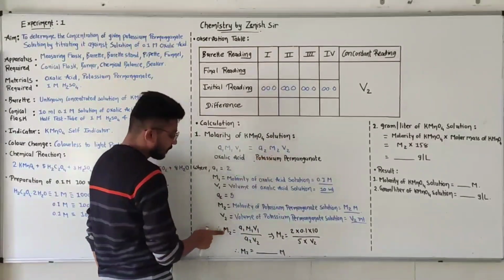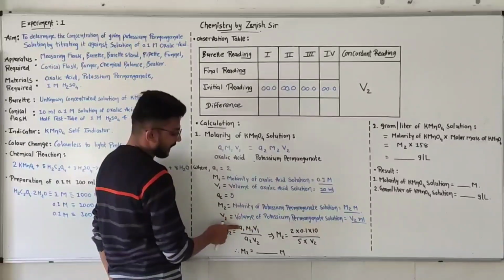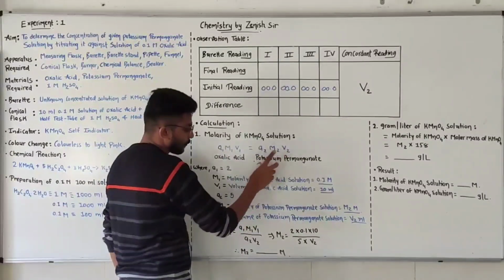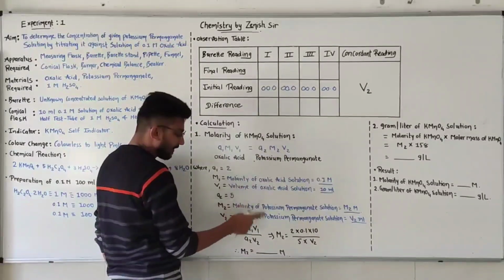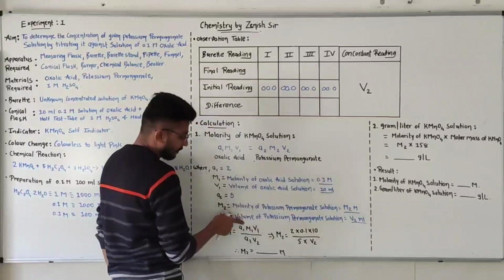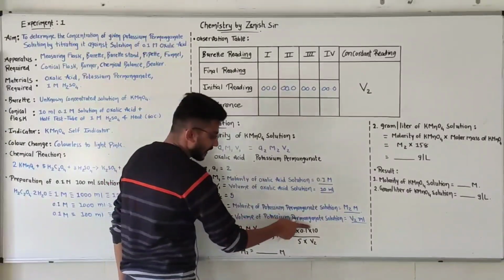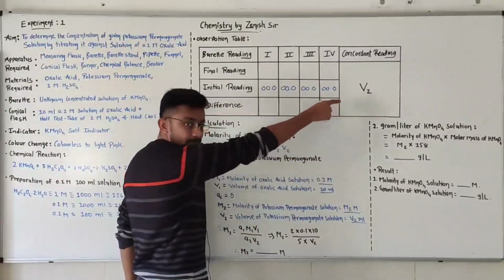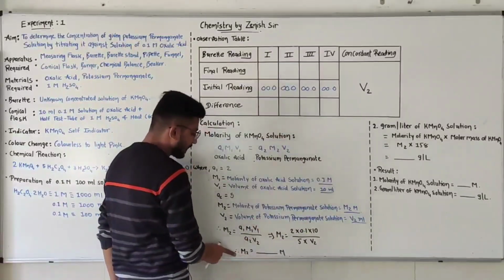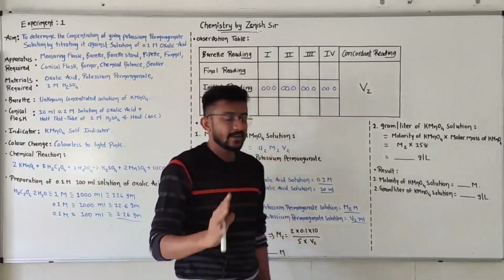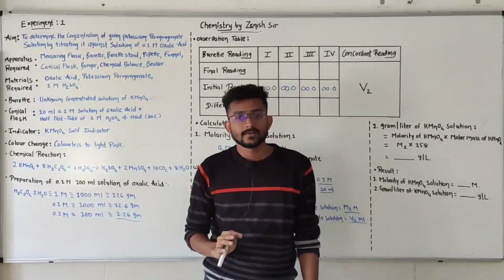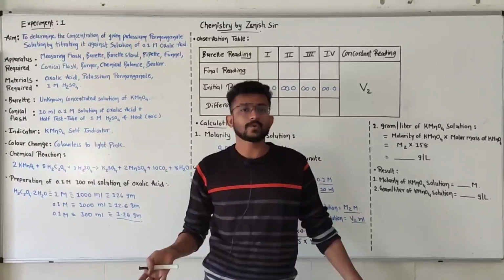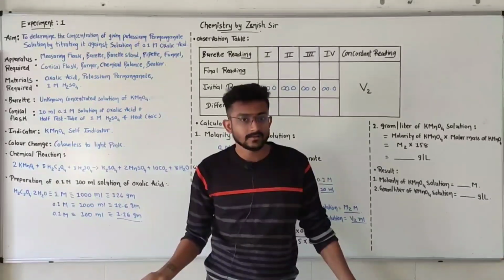That's why if we want M2, our formula will be A1 M1 V1 divided by A2 V2. Put down the values. A1 equals 2, M1 equals 0.1, V1 is 10, A2 will be 5, and V2 is obtained over here. Use the calculator, you will get the molarity of KMnO4. See, a very simple procedure, a very simple practical.